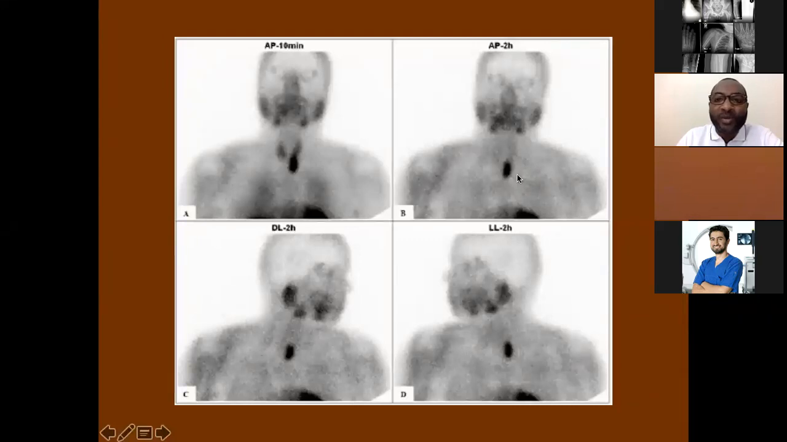You can stop at 2 hours because you can see that already the thyroid gland has completely washed out, but then there is retention of activity within the lower pole. So this area corresponds to a functioning parathyroid adenoma. Again, remember in nuclear medicine, we are imaging function. So we are imaging a functional parathyroid adenoma.